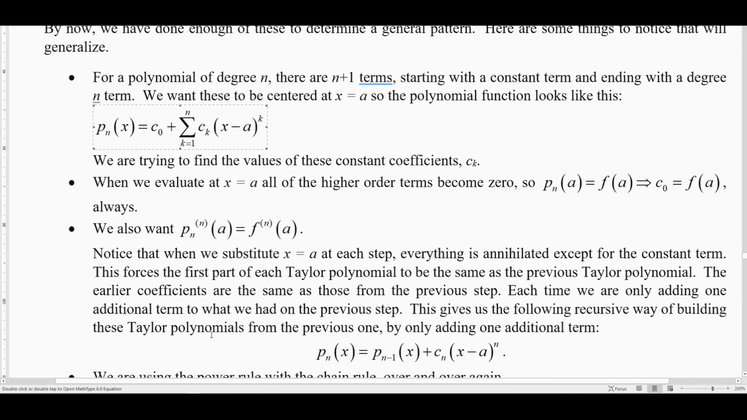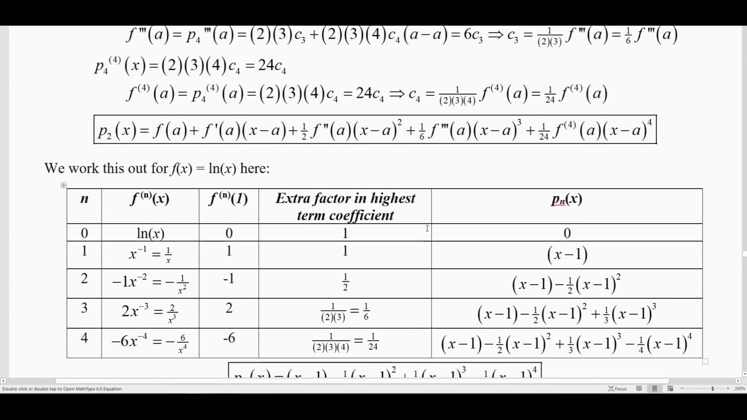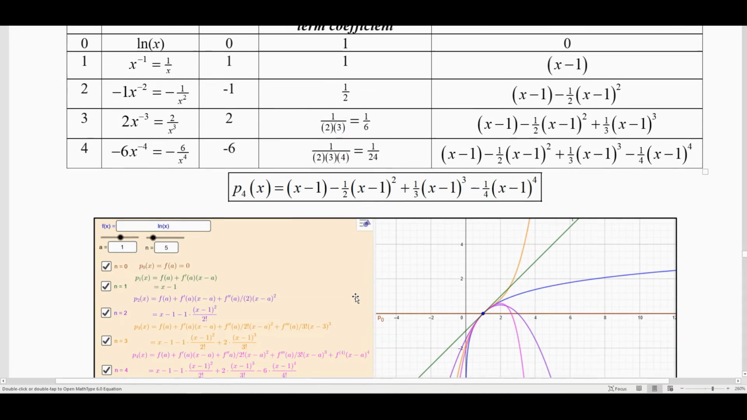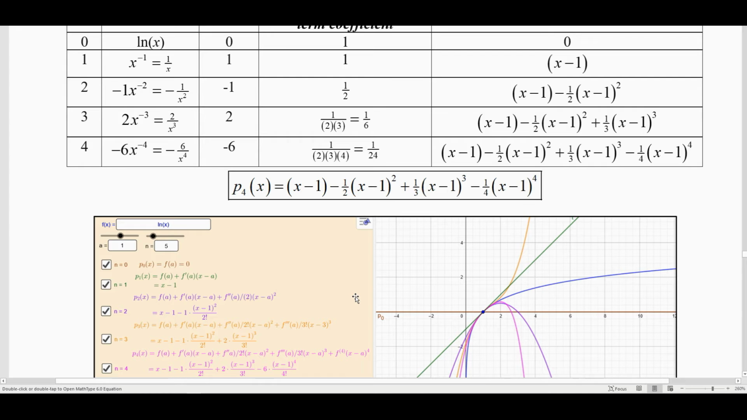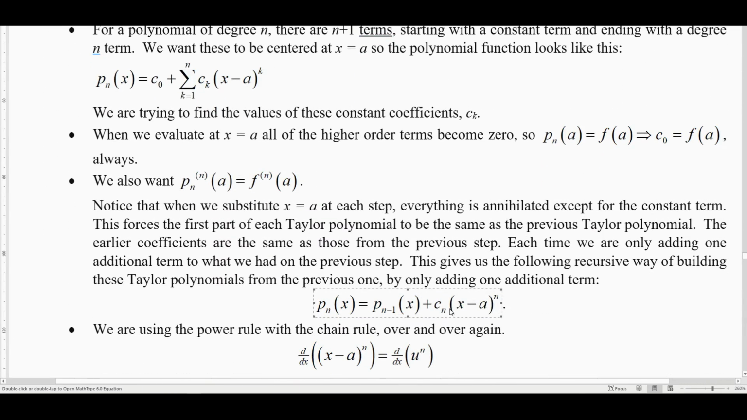And at each step, it turns out that if you could just figure out the n minus 1 polynomial, we just added an extra term. See here? It was 0, then we added this term, and to that we added another term, and to those two terms we added a third term, and to those three terms we added a fourth term. So it's sort of recursively just adding on a new term each time. And that new term looked like c sub n times x minus a to the n power. But what was that c sub n?